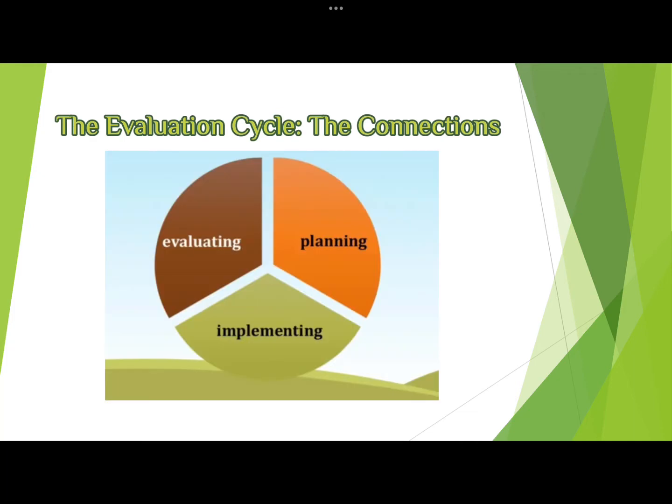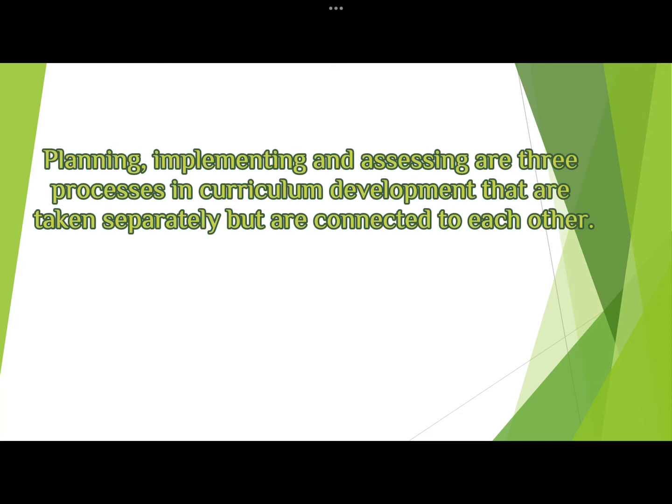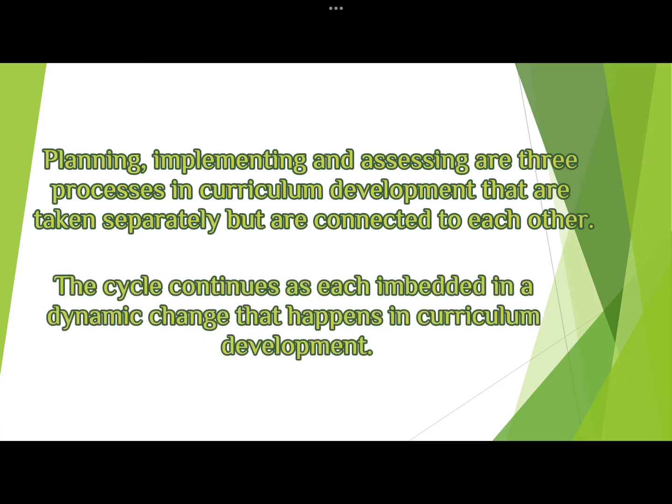The evaluation cycle, the connection. We have planning, implementing, and evaluating. Planning, implementing, and assessing are three processes in curriculum development that are taken separately but are connected to each other. The cycle continues as each is embedded in a dynamic change that happens in curriculum development.